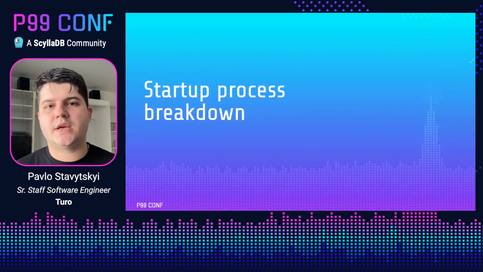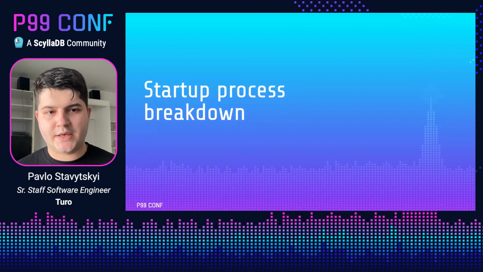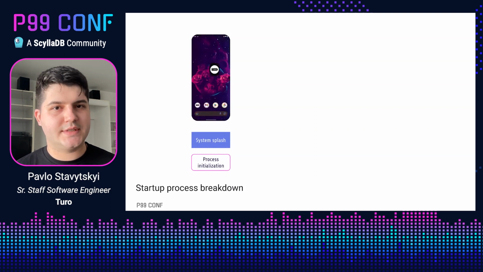Right, to understand how to improve the startup, I think it's important for us to understand what components and what steps it consists of. So if we take a look at the startup process of Turo Android app, there are a bunch of steps. First of them, when you click on the application icon, is that Android operating system shows a so-called system splash.